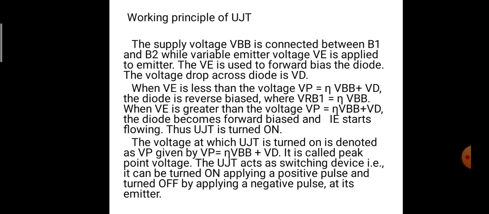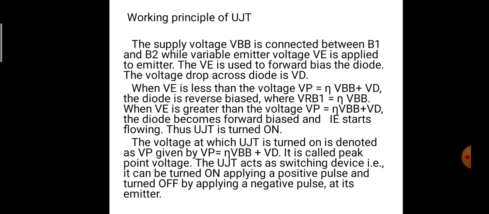When VE is less than the voltage VP equal to eta VBB plus VD, the diode is reverse biased, where VRB1 equals eta VBB. When VE is greater than the voltage VP equal to eta VBB plus VD, the diode becomes forward biased and IE starts flowing. Thus UJT is turned on.